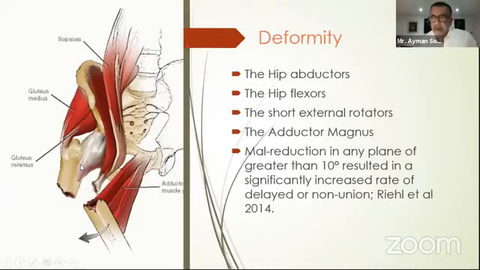It is very important, when you're trying to fix these fractures, to correct the deformity before you attempt fixing them. There is very good evidence that if you don't fully correct the deformity, a malreduction of 10 degrees or more in any of the 3 planes is likely to increase your risk of non-union and mechanical failure.